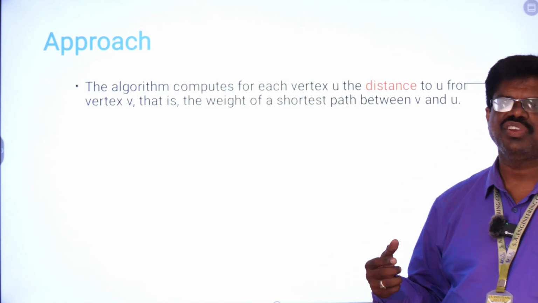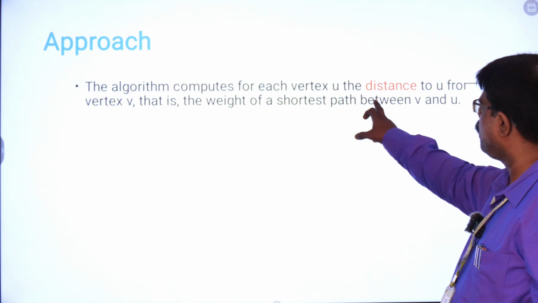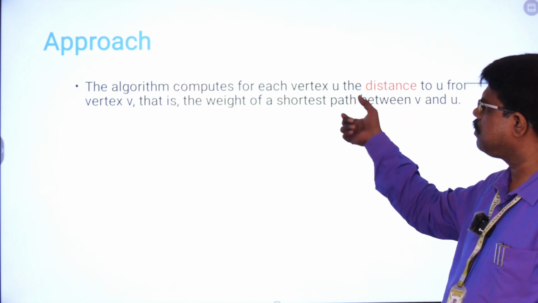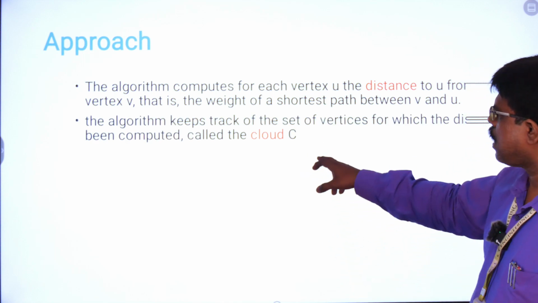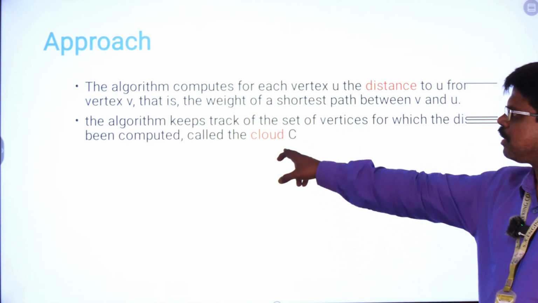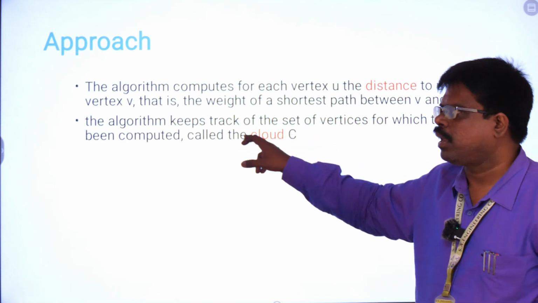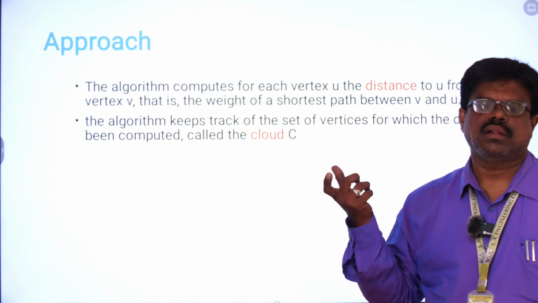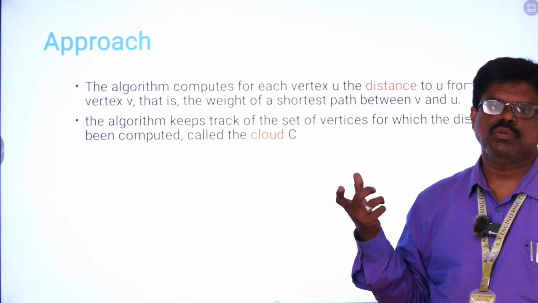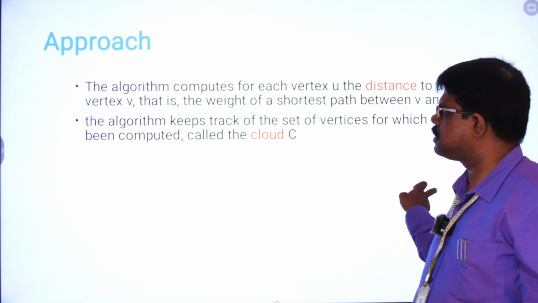The algorithm computes, for each vertex, the distance from the source vertex and the weight of the shortest path between the vertex and the source. The algorithm keeps track of the set of vertices for which the distance has been computed, called the cloud C. So you will be putting the vertices and edges in the cloud C, and using the cloud to calculate the distance.